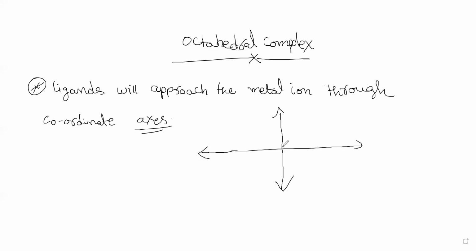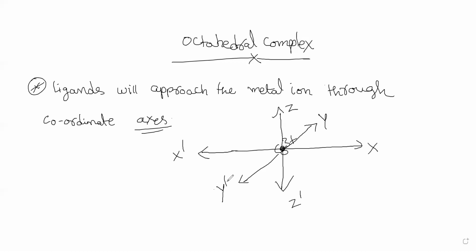See here at the origin, assume that the metal ion is at the origin, Co3+. Now you see this is my x, x dash, z, z dash, y, y dash. Like that, you just put it like this. Okay, now it is like this.